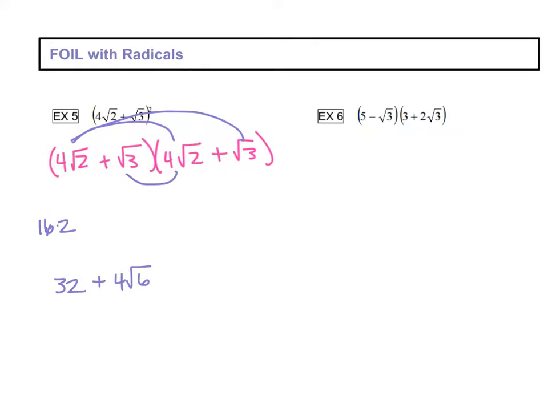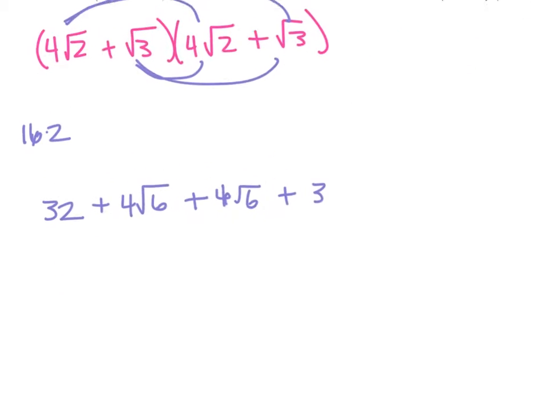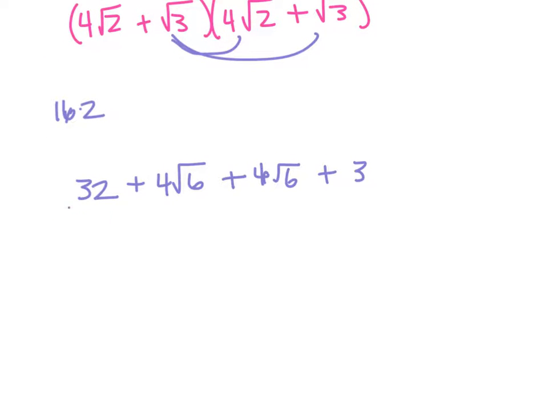Now we're going to multiply our inside terms, positive times positive, and that's the same math, so that's another 4 square root of 6. And then plus square root of 3 times square root of 3 is 3. All right, so we want to combine any like terms that we can. I can see we have a 32 plus a 3, which is 35. And then 4 square roots of 6 plus 4 square roots of 6. Those are like terms because of the square root of 6, and it gives us 8 square roots of 6.